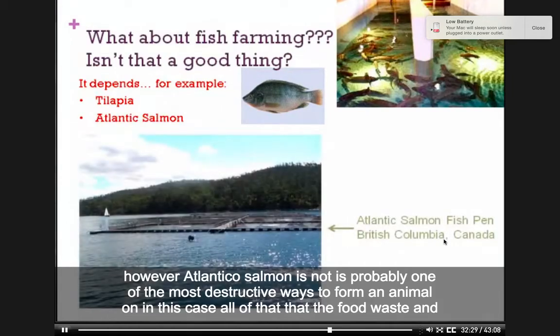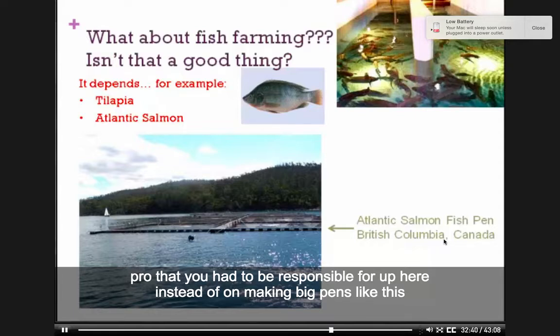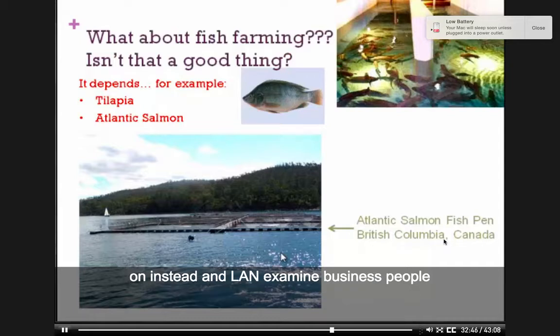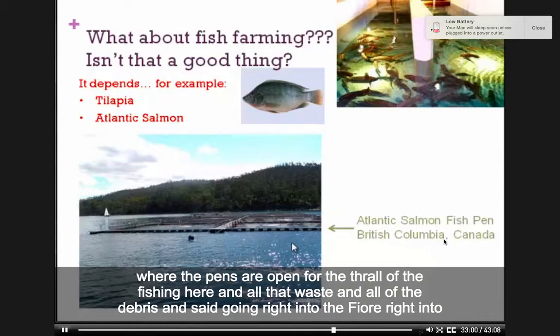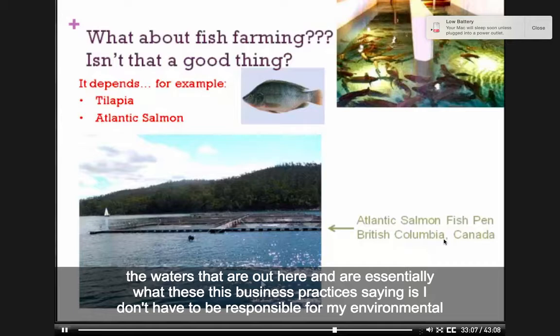However, Atlantic salmon is not. It is probably one of the most destructive ways to farm an animal. In this case, all of that food waste and poo that you had to be responsible for up here, instead of making big pens like this, Atlantic salmon business people actually lease areas of the fjords in either British Columbia or in other parts of the world where the pens are open. So they throw all of the fish in here, and all that waste and all of the debris ends up going right into the fjord, right into the waters that are out here.